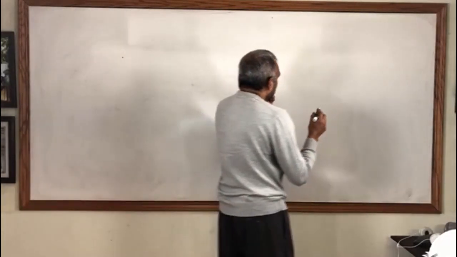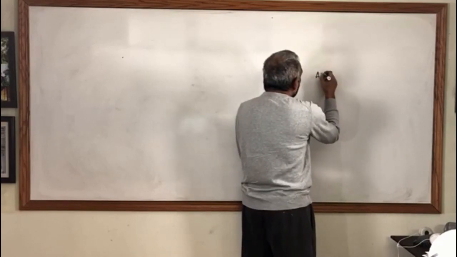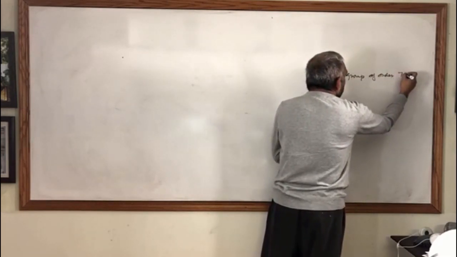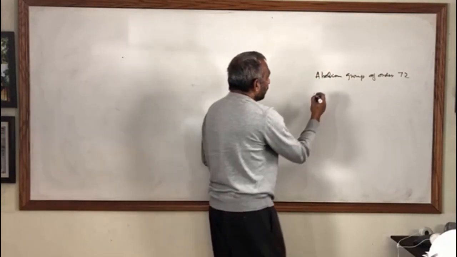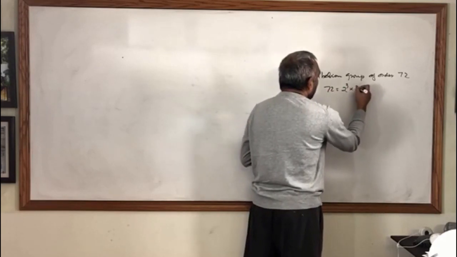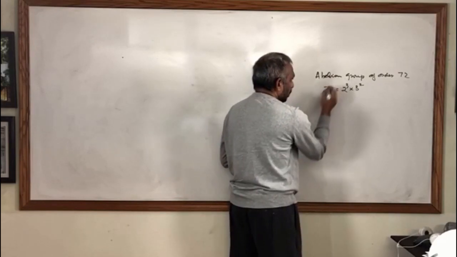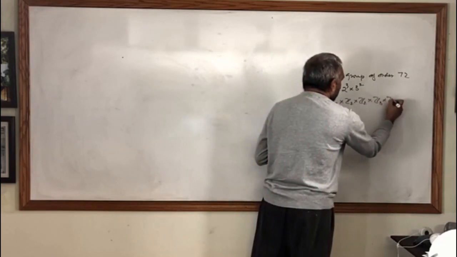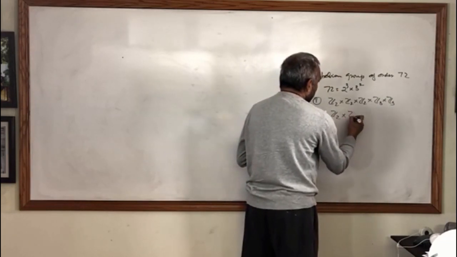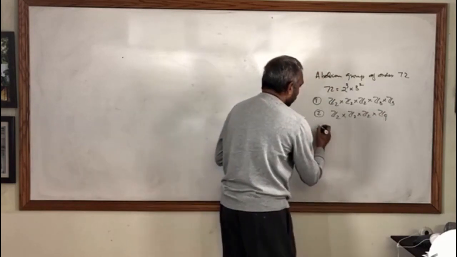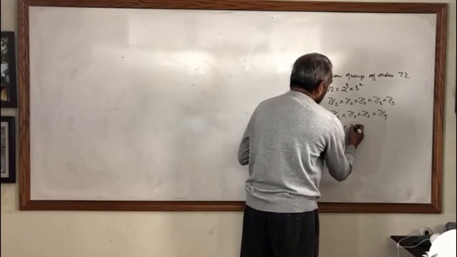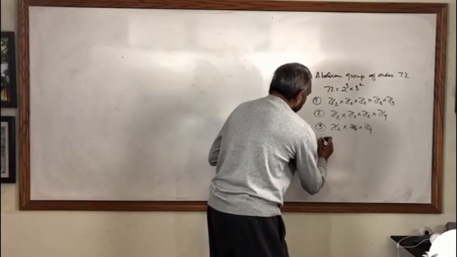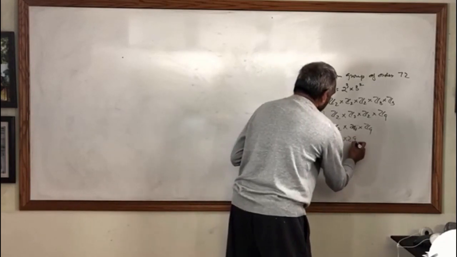Now let us take an example of an Abelian group of order 72. So 72 is equal to 2 cube times 3 square. So this group will be isomorphic to one of the following. One is Z2, Z2, Z2, Z3, Z3. Second one will be Z2, Z2, Z2, Z9. Third one will be Z2, Z4, Z9. Fourth one will be Z8, Z9.